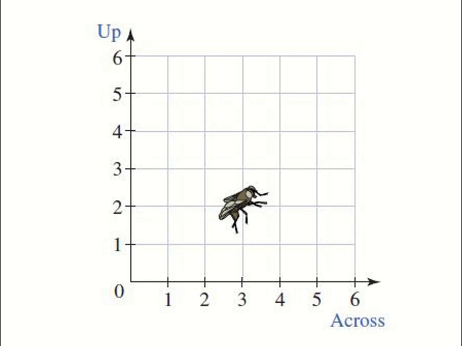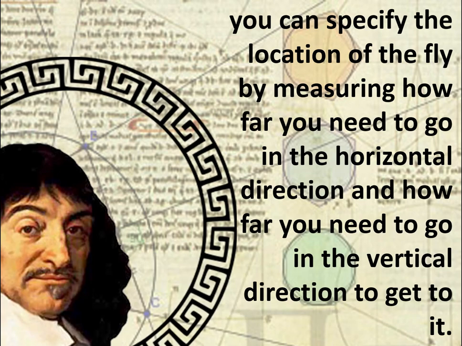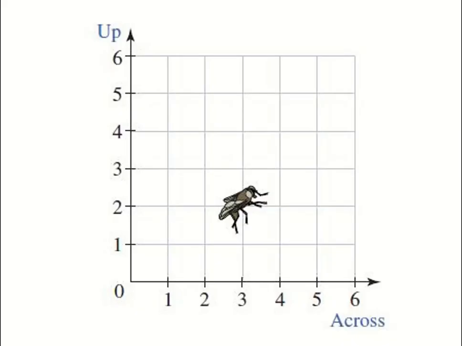So he drew a line across and a line upward containing numbers from 0 to 6. So same with the line upward. So diyan titingnan daw ni Rene saan kaya nakalocate ang langaw na iyan. You can specify the location of the fly by measuring how far you need to go in the horizontal direction and how far you need to go in the vertical direction to get it. So this line across is the horizontal line while the line upward is the vertical line.